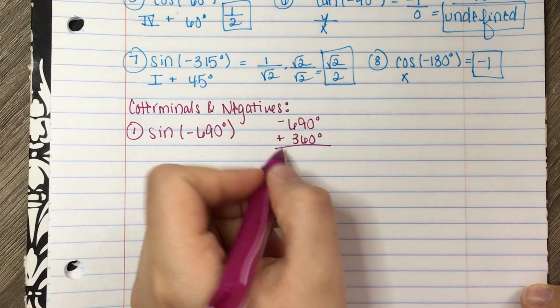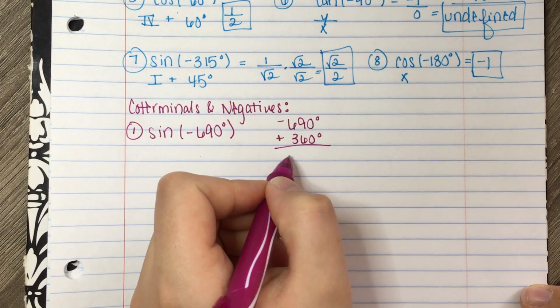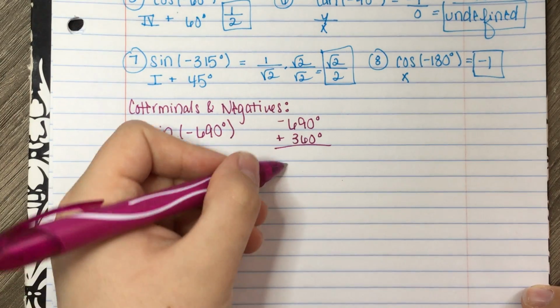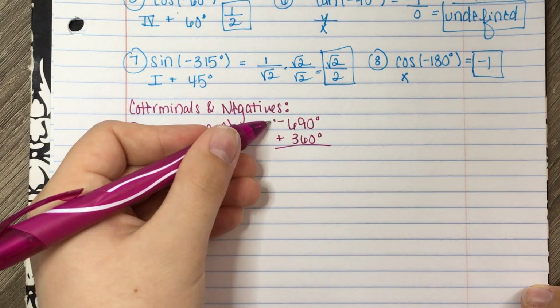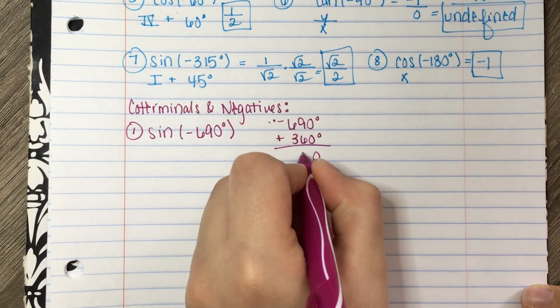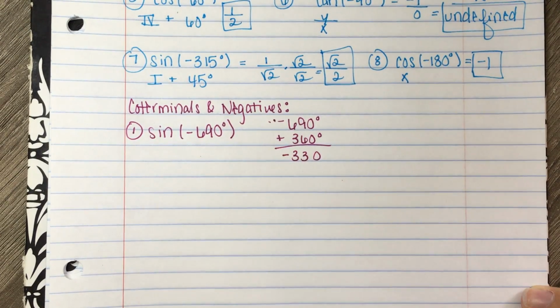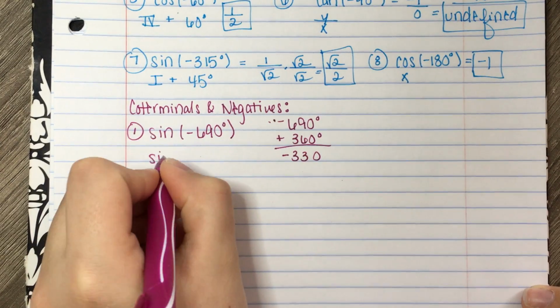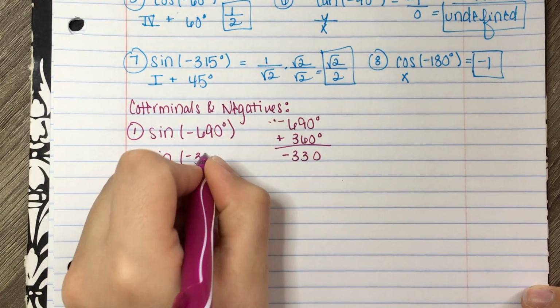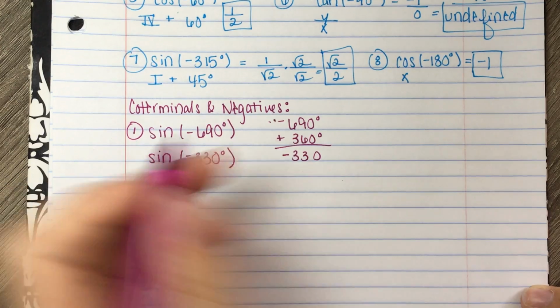Okay, but Miss Marflack knows that with opposite signs we subtract and take the sign of the number with the biggest absolute value, which is going to be 690 here. So I know I can subtract these and then take the sign of that number. So I know that sine of negative 690 degrees is the same as sine of negative 330 degrees.